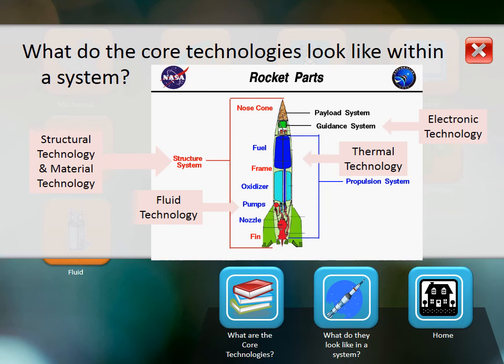Next, your fluid technology. You have an oxidizer, you have pumps, you have a nozzle. There's your fins. Your structural system: structural technology combined with your material technology. What is the rocket made of? These are slightly different than what we use now most of the time, but the concept is the same. You're going to have lightweight metals so that you use less energy when you're going into outer space.